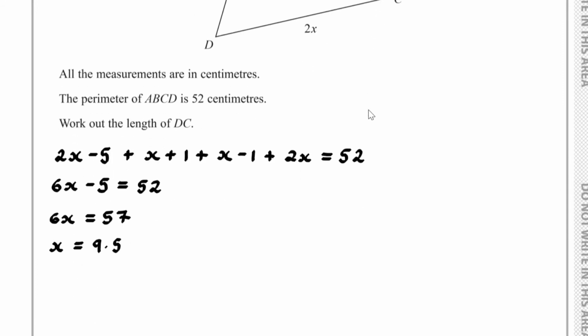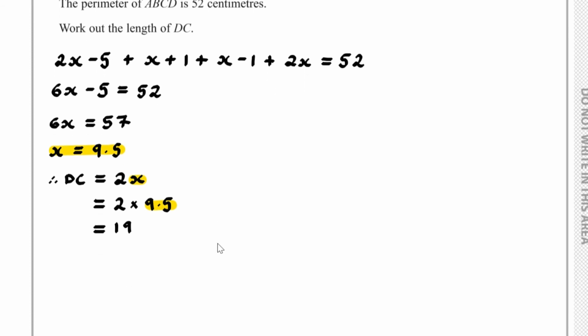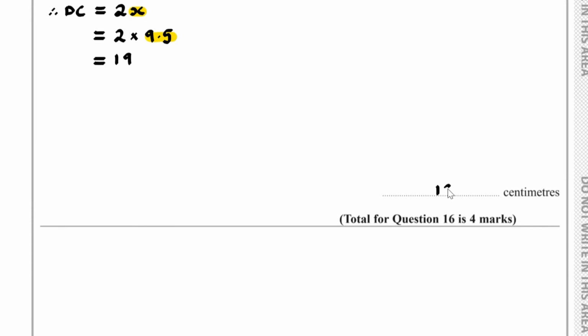So now to find out what DC is, DC is equal to 2x, but I already know what x is, that's 9.5. So we've got 2 times 9.5, which is equal to 19. So we end up with DC equaling 19 centimeters.